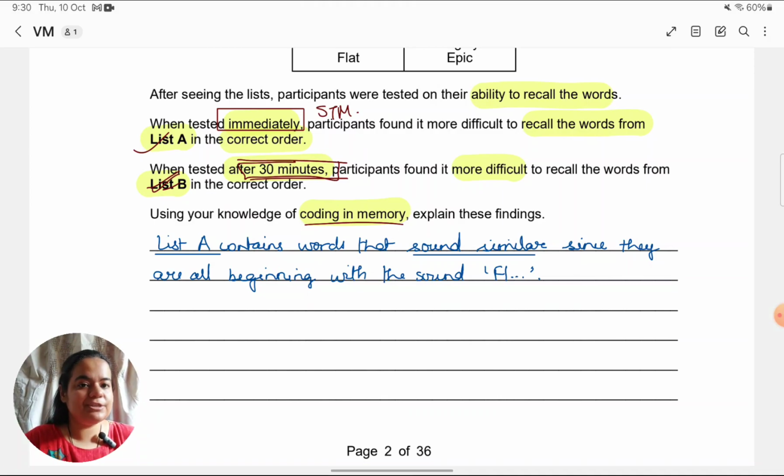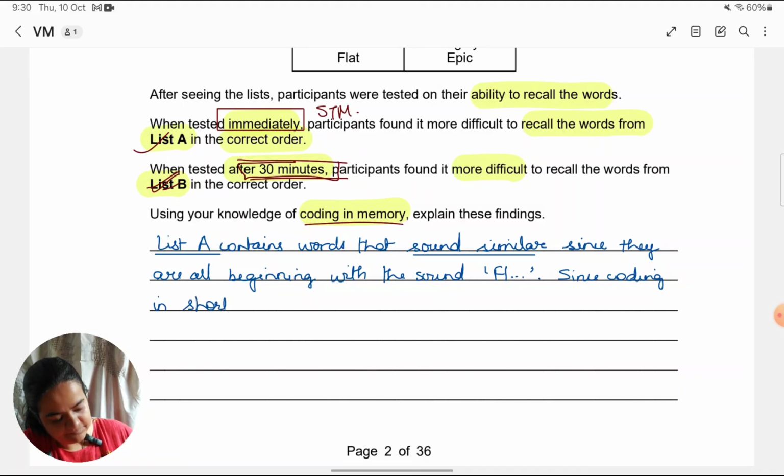Okay, one more thing is students just leave it at this. It sounds similar. So what? You have to complete. So what is the difficulty? Because they've asked us why it's more difficult to recall the words. So that we need to explain. Since coding in short-term memory is acoustic, and this list is being recalled immediately.